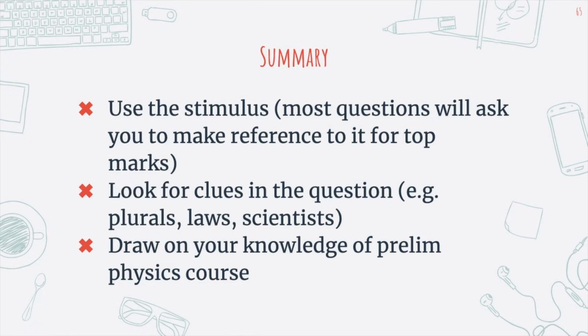So in summary, be sure to use the stimulus that's provided by the examiners. Most questions will ask you to make reference to it in order to get into the top tiers of the marking criteria. You should also look for clues in the questions. Things like the use of a plural. That is as simple a way to enter into the top tier of the marking criteria by providing multiple examples as opposed to a single example. There might also be clues by things like mention of conservation laws or even scientists that you can use to help guide you when compiling your response.